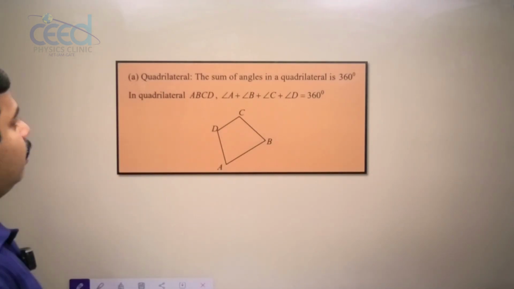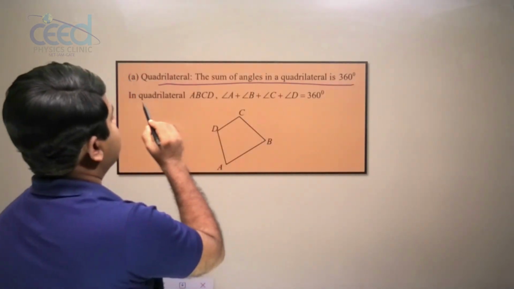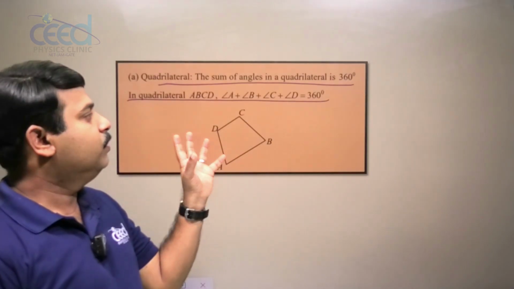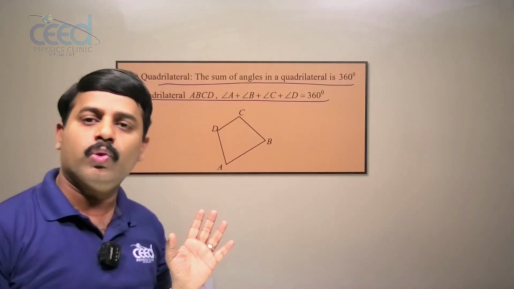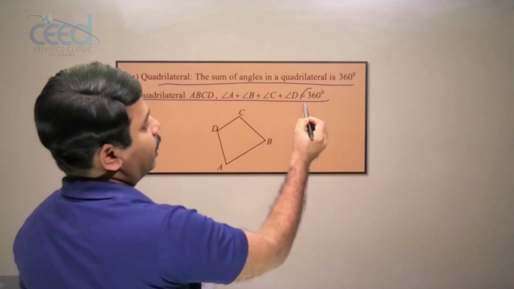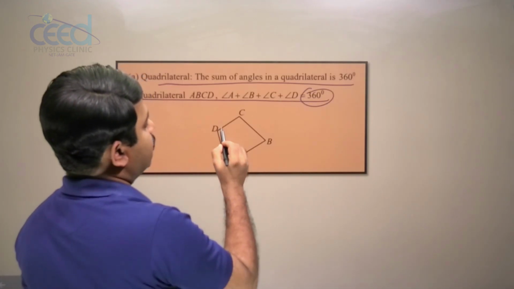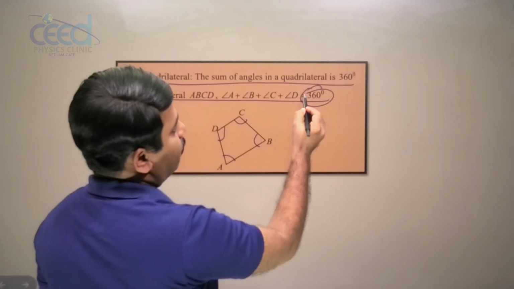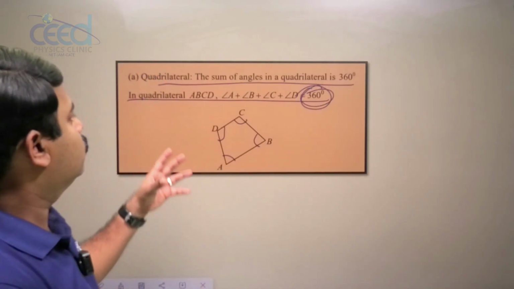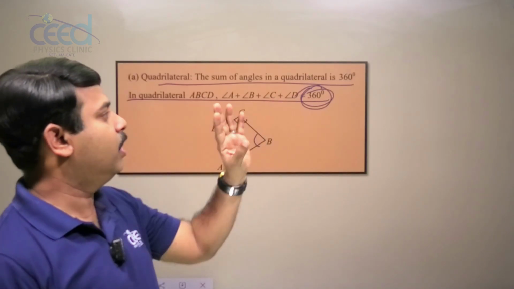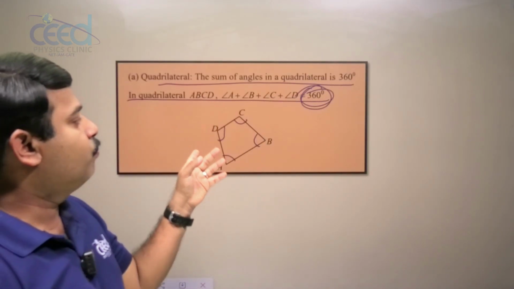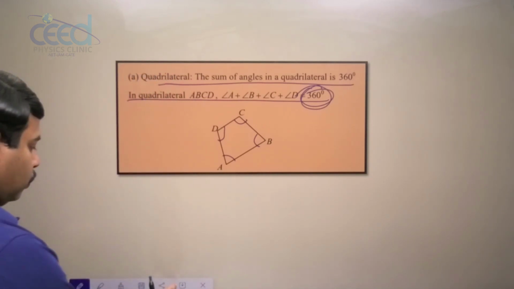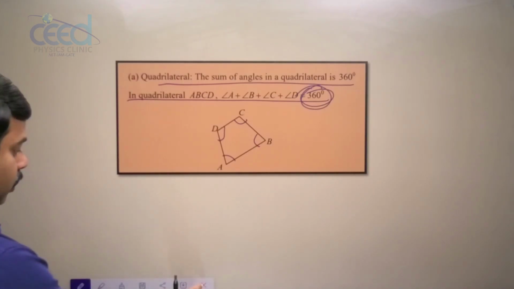A quadrilateral is a closed four-sided figure in which the sum of all the angles should be 360 degrees. So angle A plus angle B plus angle C plus angle D, what is that sum? 360 degrees, right. So that is a quadrilateral. The sum of angles in a quadrilateral is 360 degrees, a four-sided closed figure. These are all easy for you, right.